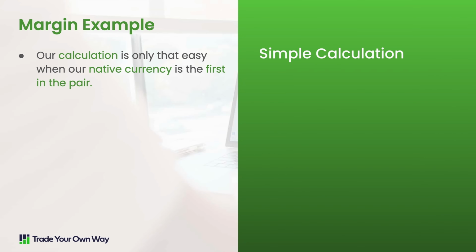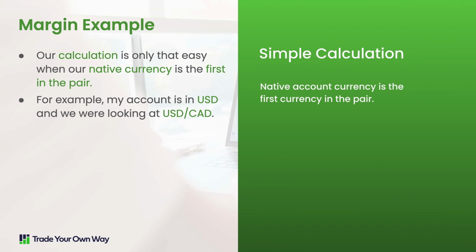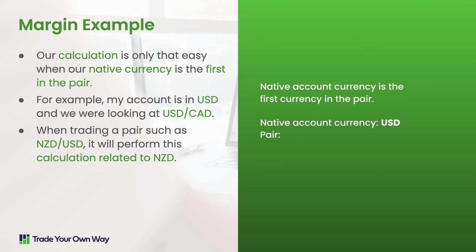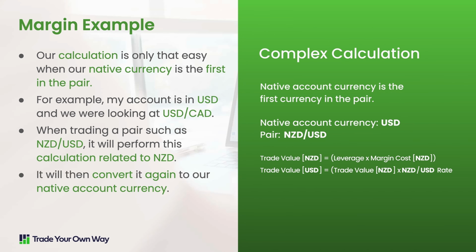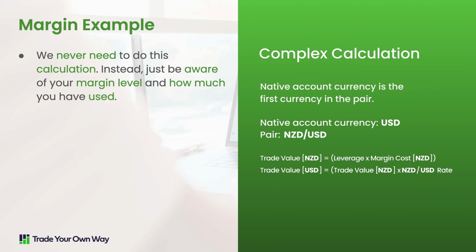Now, notice that this calculation is only that easy when our native currency is the first pair. What I mean by this is my native account currency is US dollars, and we are looking at the US dollar Canadian dollar. When trading a pair like the New Zealand dollar US dollar, it will actually do this calculation related to New Zealand dollars, then we'll convert it to our native account currency. We never actually need to do this calculation. Instead, just be aware of your margin level and how much of a buffer you have remaining.